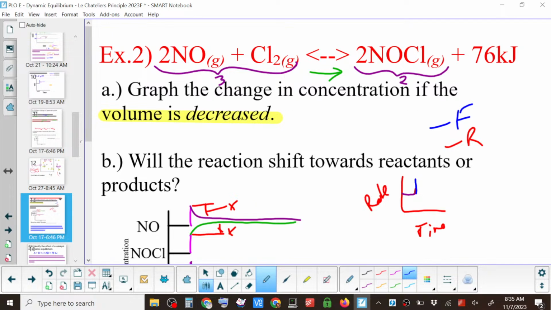Now as soon as it starts leaving, what happens to that forward rate? Pardon? It slows down because the particles are shifting. And as they shift, there's less of them. So then you get that classic look that looks like this, and the rates equal out. And once they are equal, I'm going to make it purple again so we can show that they're overlapping.